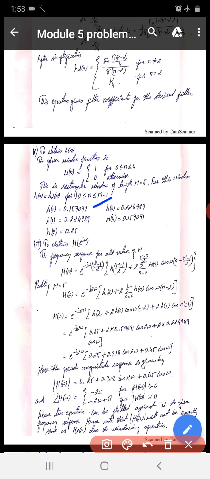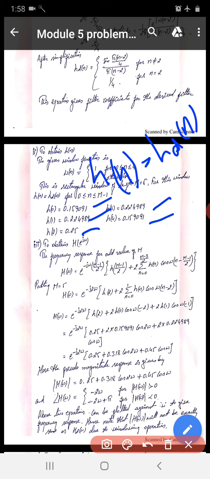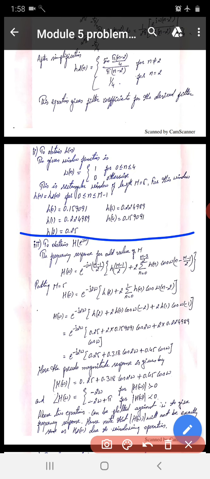Then if I substitute h of 1 you will get the next value. In the same way you will get h of 2, h of 3 and h of 4 values. This is what you will get as the coefficient values of h of n, meaning h of n is going to be taken as HD of n multiplied with omega n. From the start up to here we got this. Next we have to find h of e raised to j omega. To find that, we have to use the equation.